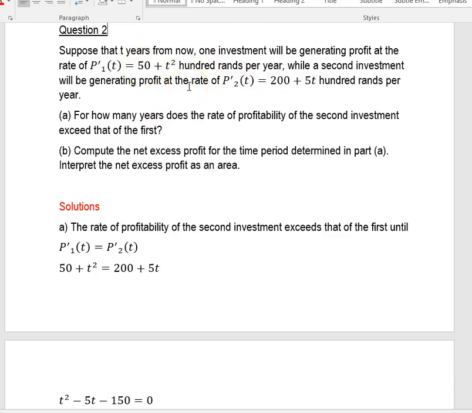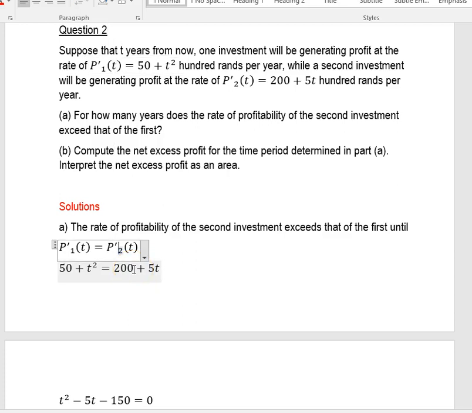This is what we know as the excess profit. And so to find the time it takes for the profit of this investment to outgrow the profit of the first investment, we equate the two values for P'(t). So that is what we are doing here. And then you solve for t.